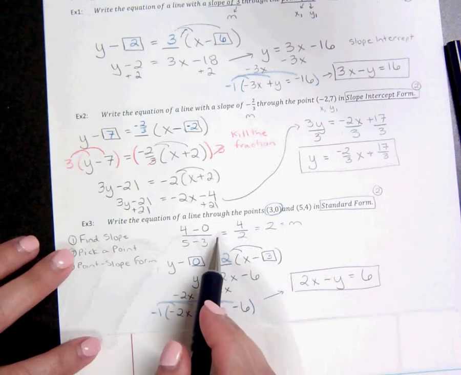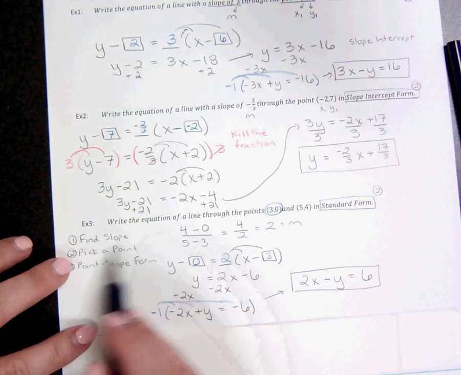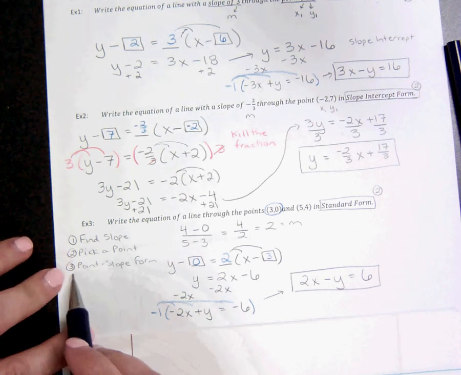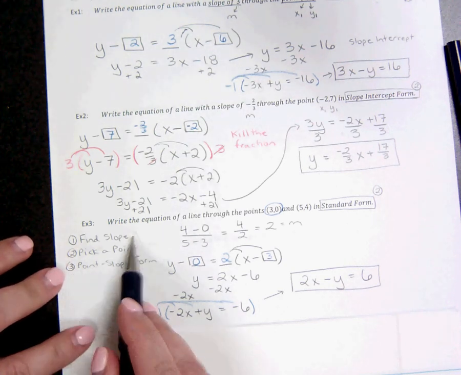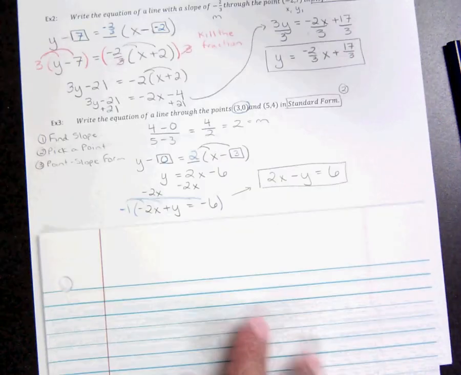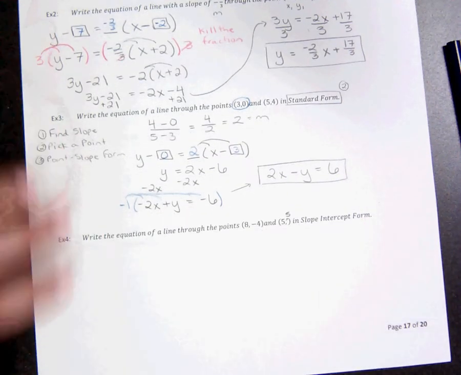So again, you find the slope, which we should be able to easily do. You pick a point, doesn't matter which one, whichever one looks easier to you. You use that point and the slope you found to plug into point-slope form, and you follow the same procedure as above. Let's look at another example here.